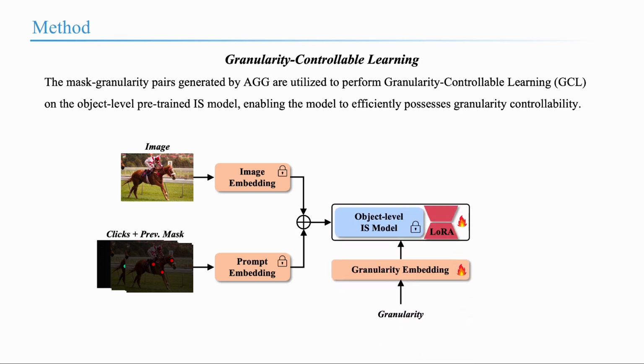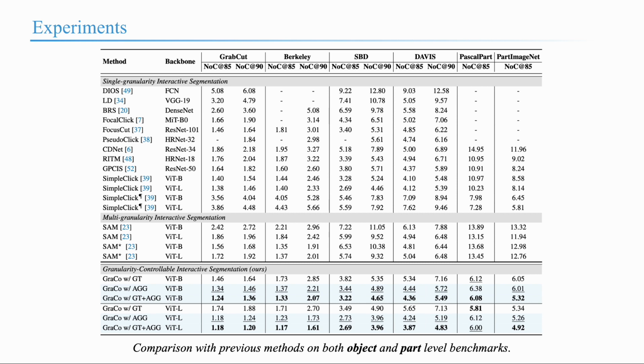The prompts, including granularity, clicks, and mask, are integrated with the image embedding and jointly fed into the feature extractor. We compare our results with previous single and multiple granularity IS methods on 4 object-level benchmarks and 2 part-level benchmarks. Based on the results, single granularity IS methods show satisfactory performance in object-level benchmarks, but poor performance in handling the part level, and the multigranularity method performs poorly at both levels. In contrast, our GraCo achieves superior performance on all benchmarks at both levels.